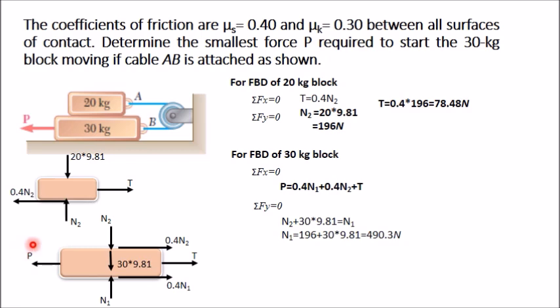Now you require the value of P. You know the value of N1, which you have determined as 490.3, the value of N2 determined before as 196 Newton, and T is 78.48 Newton. Put all these values here in P. When you put all these values, you will get 353 Newton. This is the force which, when applied to this 30 kg block, will make the block just start to slide towards the left direction. Thank you for watching this video.